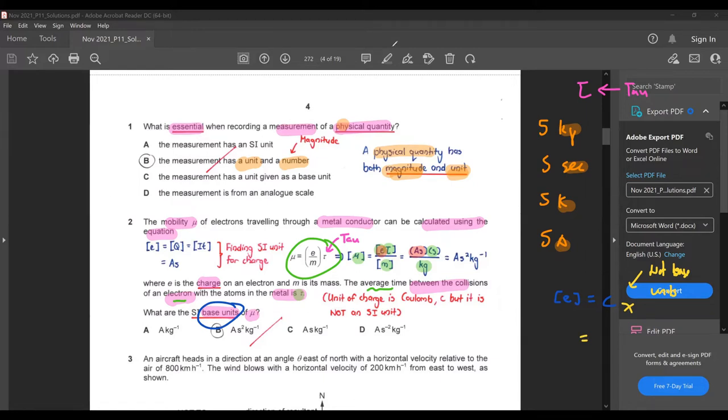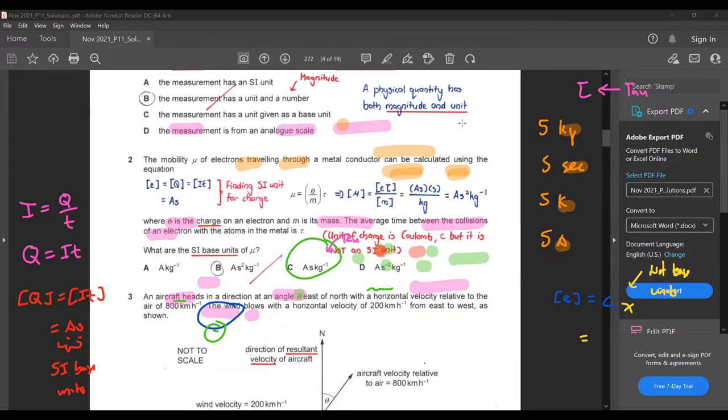So one of the ways in which we can go about finding the unit of charge in terms of SI base units is that you always remember that current is rate of flow of charge, right? Such that charge is current times time. Then the unit of Q is the unit of I times t. So this one is As. All these are SI base units. It's ampere times second. So I can replace the unit of e or charge as As. So eventually you will get your final answer as As squared per kg. So answer is B.